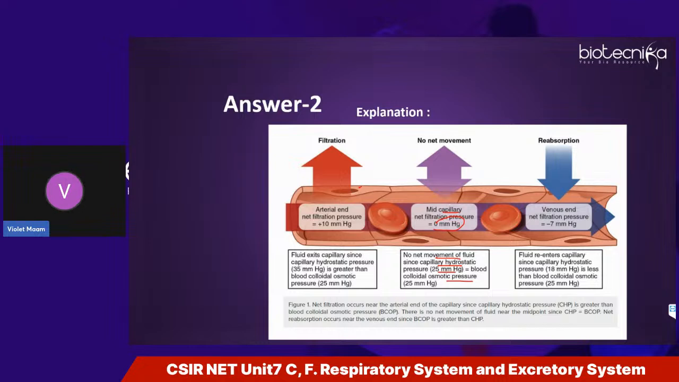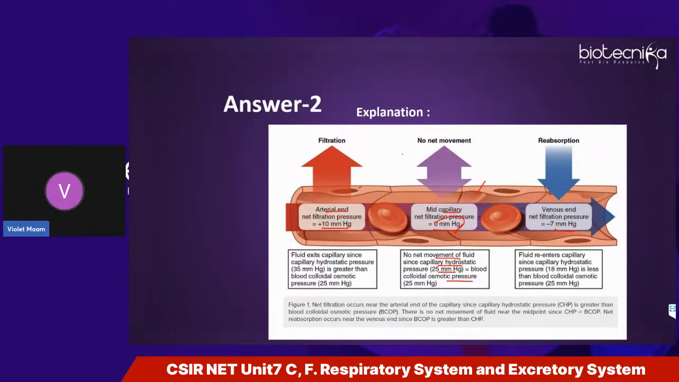So this is in case of the true capillaries or muscle capillaries. In the center, the pressure is 0. But at both ends, at the arterial end, the net filtration pressure is 10 mm of mercury, and at the venous end, there is a negative pressure of 7 mm of mercury.